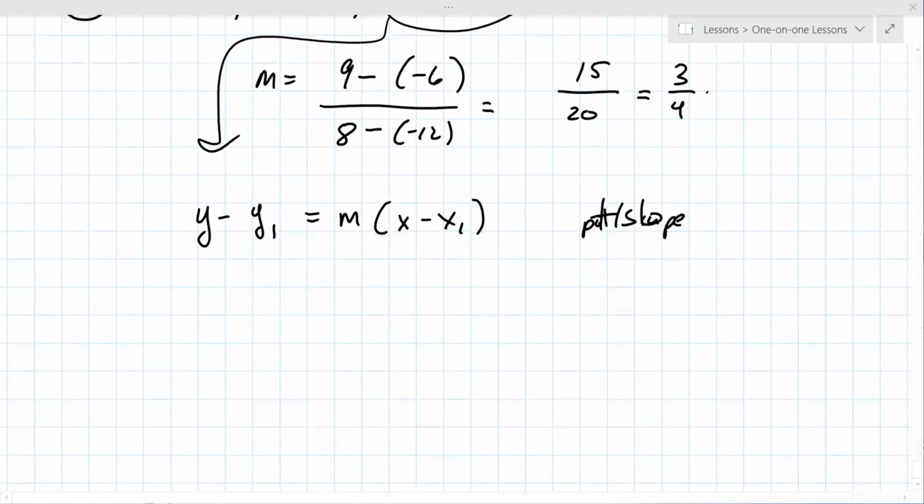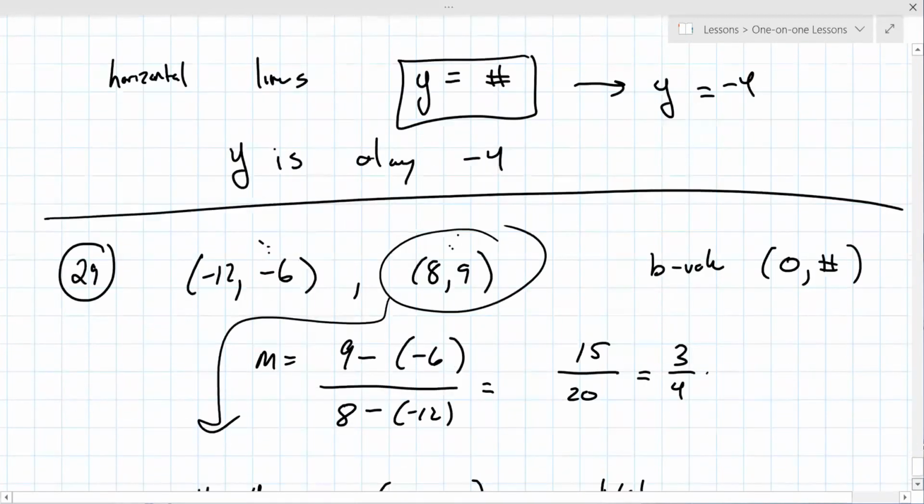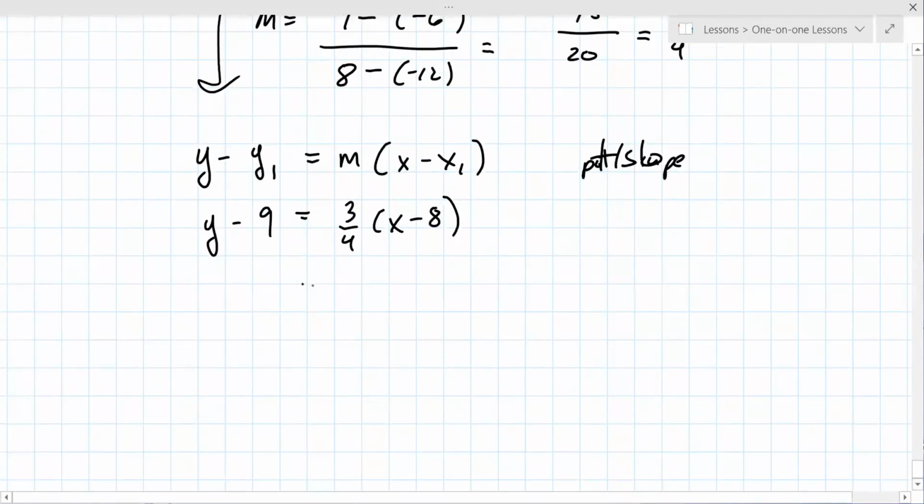Sorry about that. This second screen I use doesn't scroll as well. Y minus 9 equals 3/4 x minus 8. So this is where you have to be comfortable distributing on the right side. 3/4 x minus 8 times 3/4. You're going to divide before you multiply. You can multiply and then divide. I prefer to divide because the numbers get smaller.